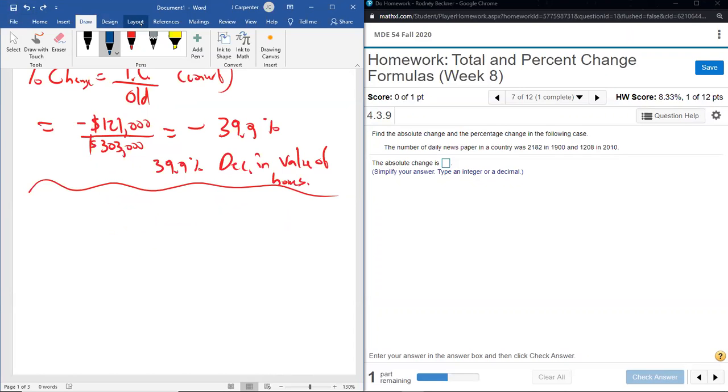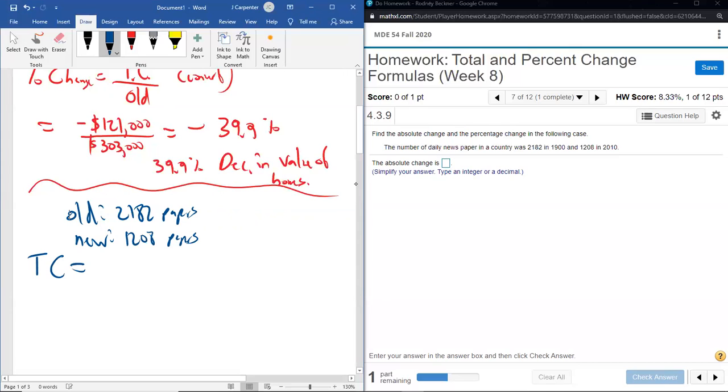We are dealing with the number of newspapers, which was 2182. That's the old. And the new was 1208. And that was papers. So the total change, or the absolute change, interchangeable words there, is new minus old, which is 1208 minus 2182. And those should be labeled papers, so the unit of the answer is papers.